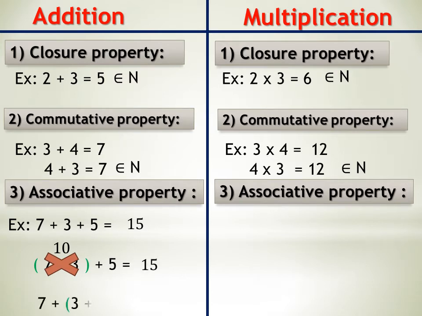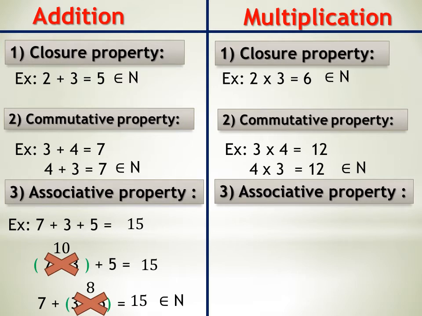What about if we put the 3 and 5 between brackets? So 7 plus (3 and 5). 3 plus 5 equals 8. 7 plus 8 also equals 15. And here it belongs to N. So when we add 7 plus 3 plus 5 on the calculator, the answer will be 15. When we add 7 and 3, then add the answer plus 5, the answer also will be 15. If we put brackets between 3 and 5, and then add the 7, the answer will be 15. So we can say the addition is associative.